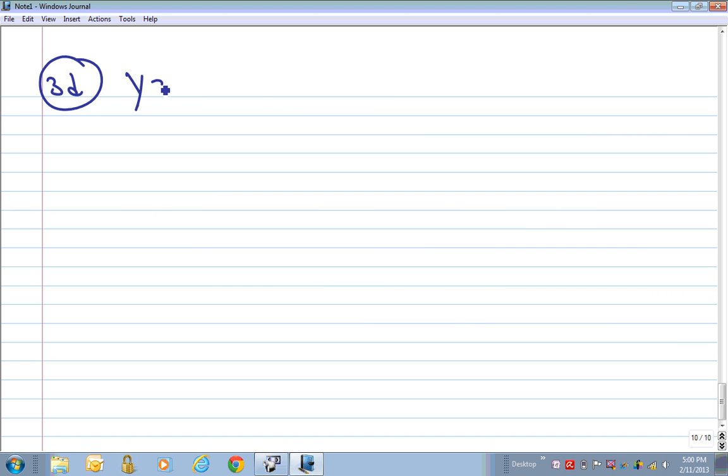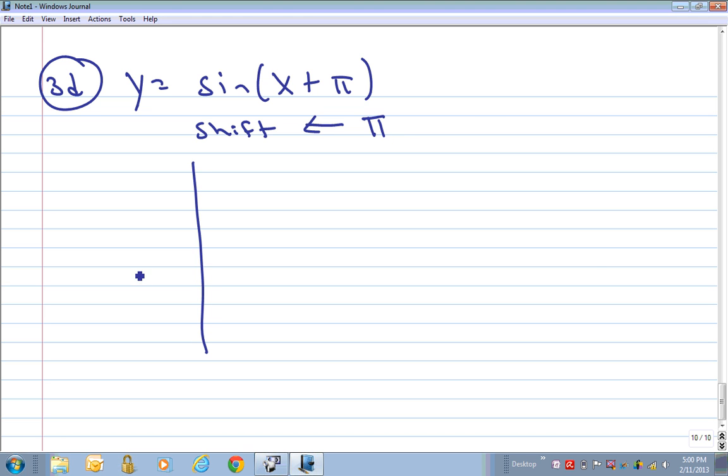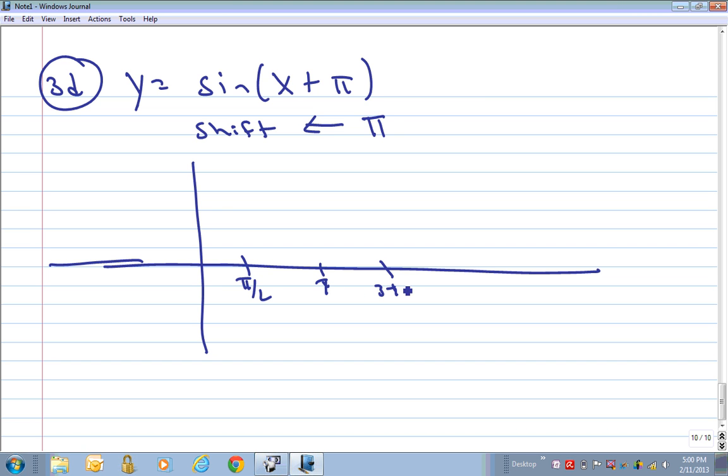3D. So we have y equals sine x plus pi. Same kind of thing here, except this time we're going to shift not in the positive direction, but in the negative direction, pi. Again, we're going to draw our graph. We have pi over 2, pi, 3 pi over 2, 2 pi, and we have negative pi over 2 and negative pi. Everything's going to shift to the left. Again, no amplitude change, so this is 1, and this is negative 1, so there's our little highway.